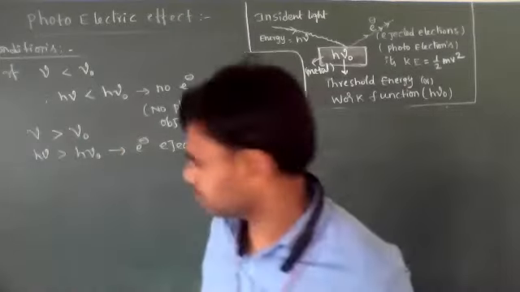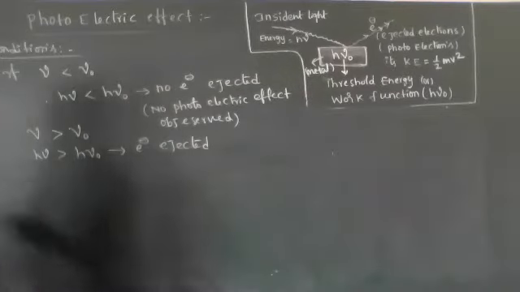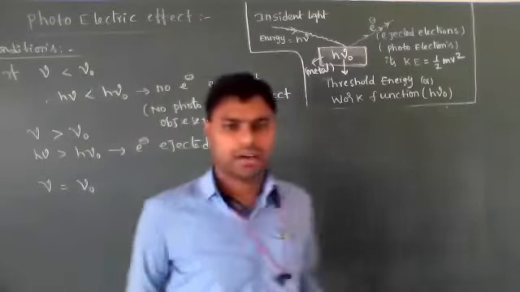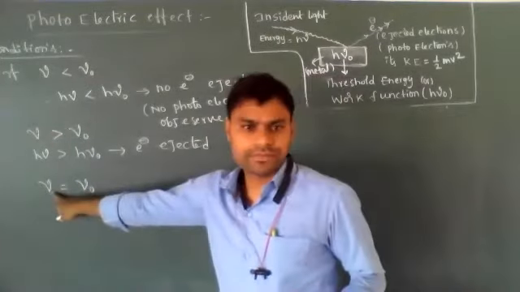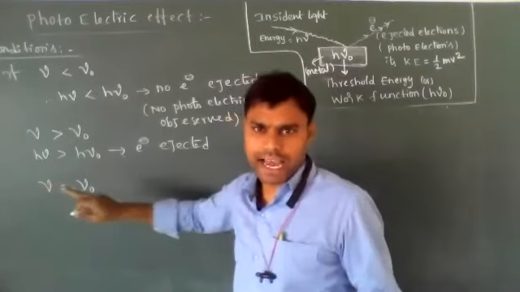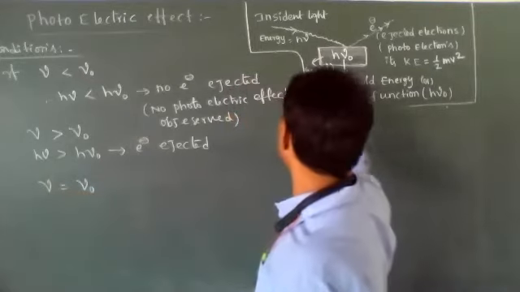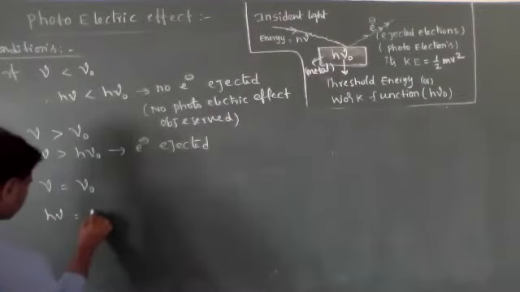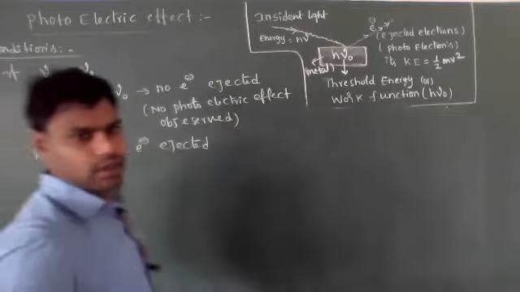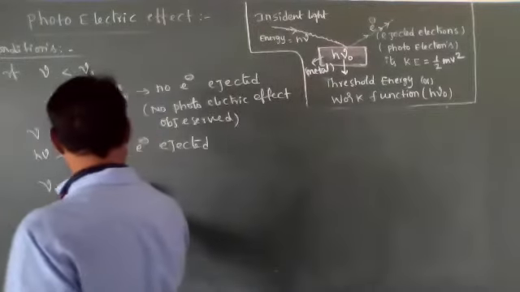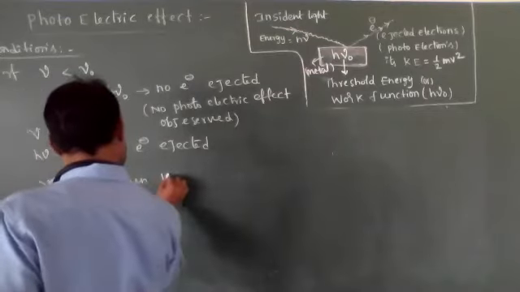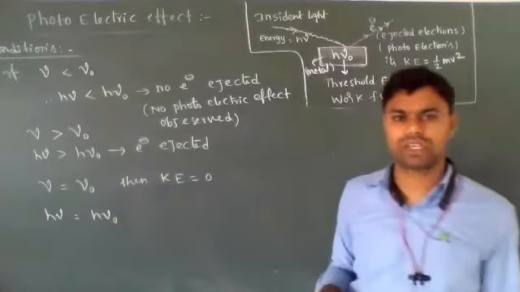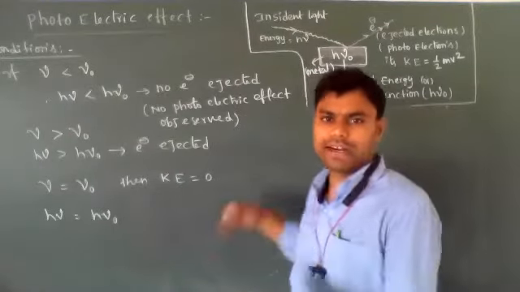Third condition. Nu is equal to nu naught, which means the incident light frequency is exactly equal to the threshold frequency. Then h nu is equal to h nu naught. In that case, the kinetic energy of electrons is equal to 0. So in this case also, electrons will not be ejected.